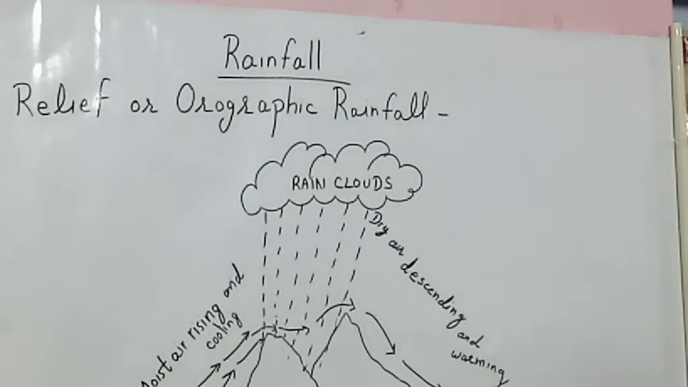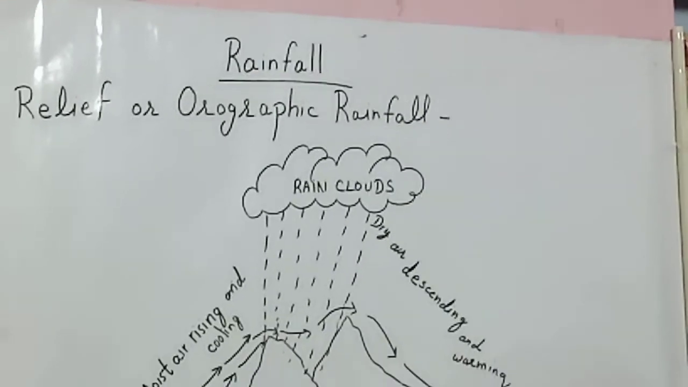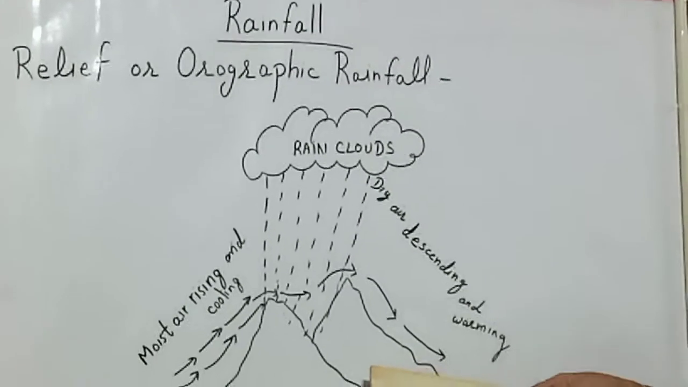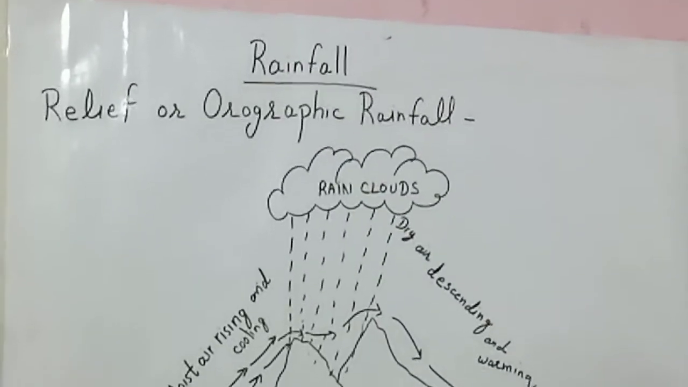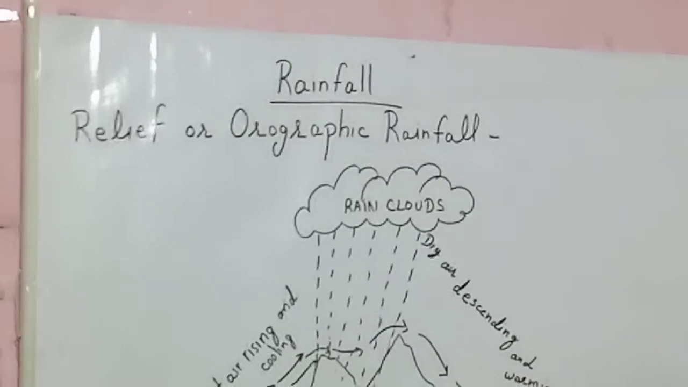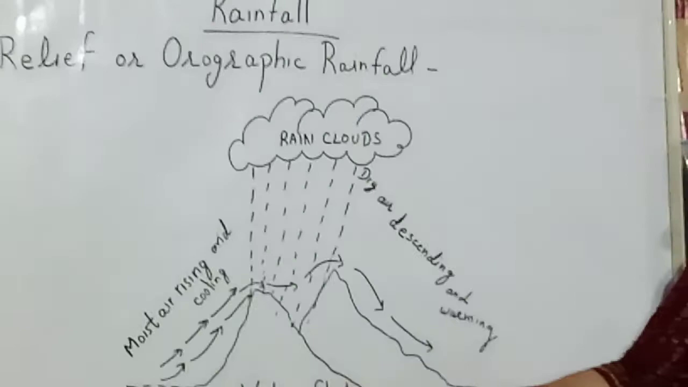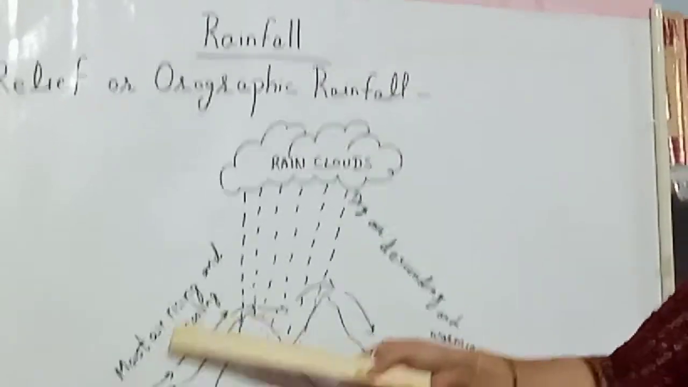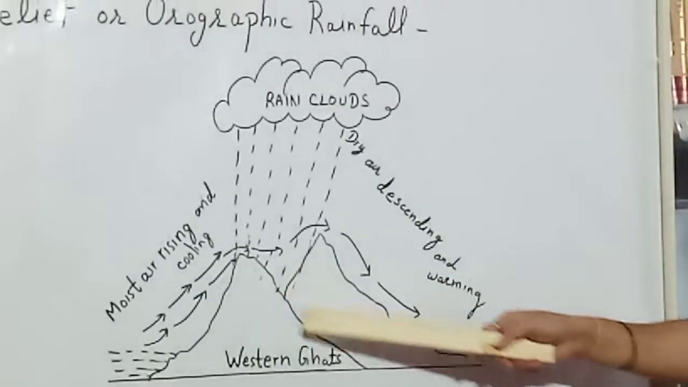This rain is called relief rain because it is caused by the relief feature coming in the way of the wind, for example, the mountain or plateau. Students, you can see in this image, this is the moist air rising and cooling, and here is the mountain.